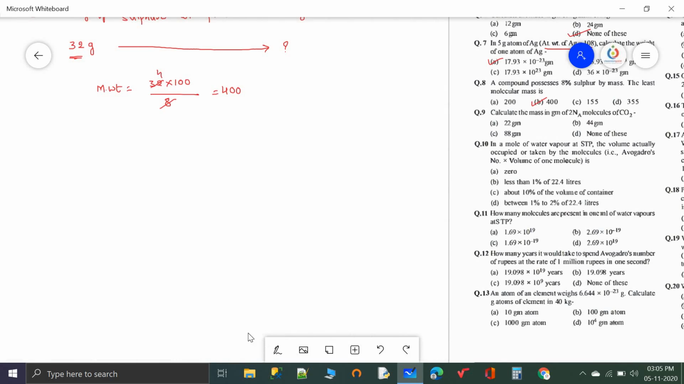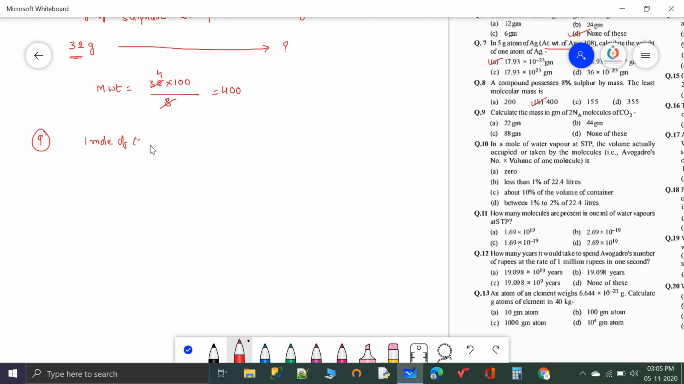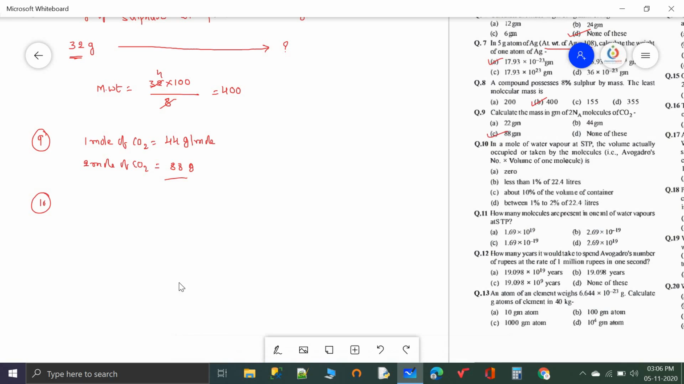Now let's see question number 9. Calculate the mass in grams of 2Na, meaning 2 molecules of CO2. See, 1 mole of CO2 mass is equal to 44 grams per mole. Then 2Na means 2 moles. 2 moles of CO2 mass must be just double, 88 grams. So here it is 88 grams.